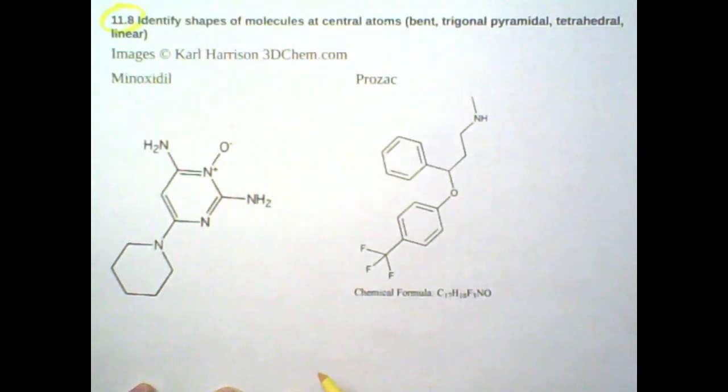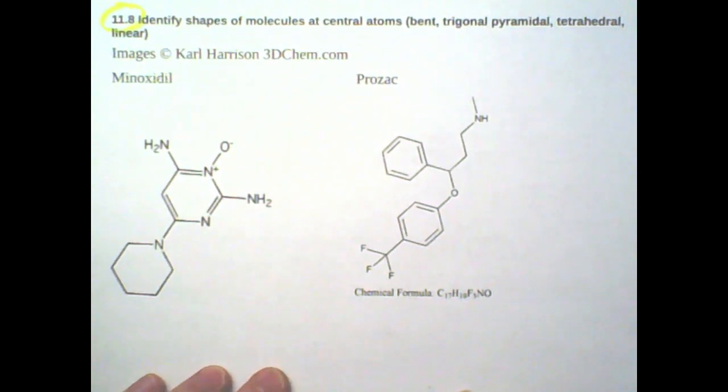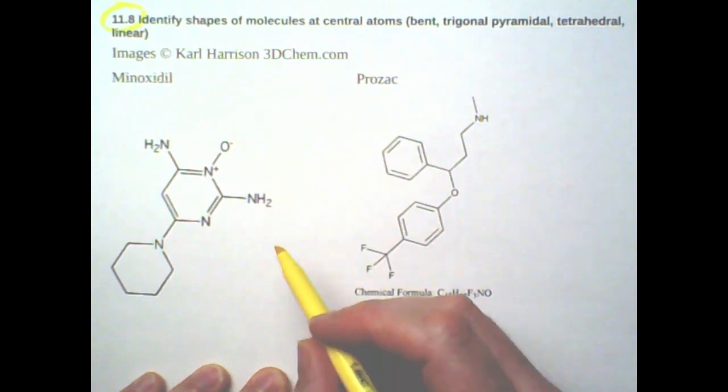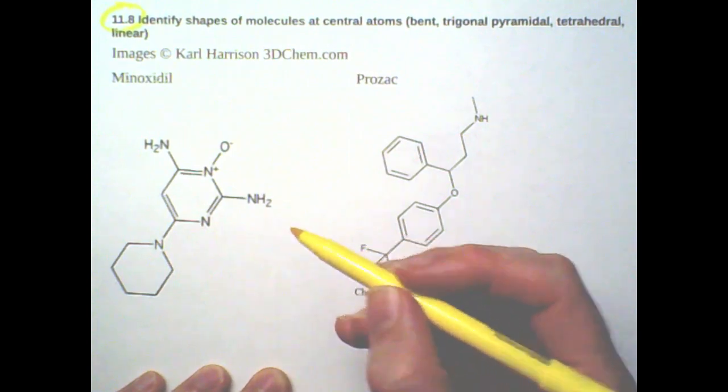So write down your learning objective number or your homework problem number that this relates to. To learn about shapes, you may need to go back and review some stuff from general chemistry, but we'll go over the basics that you use here.